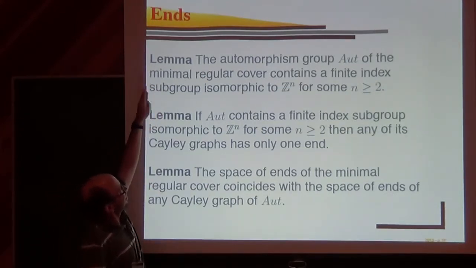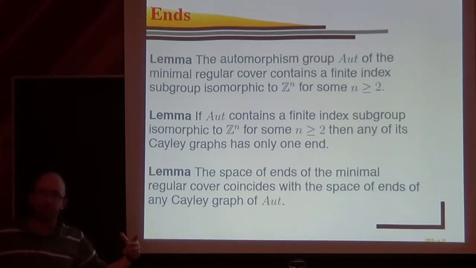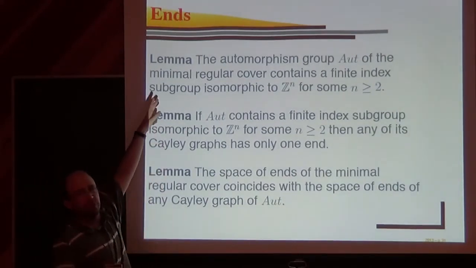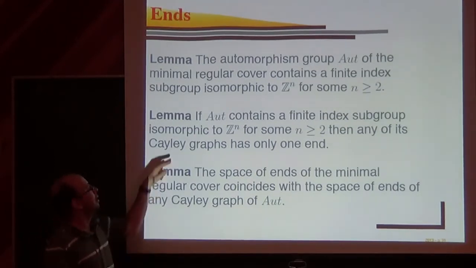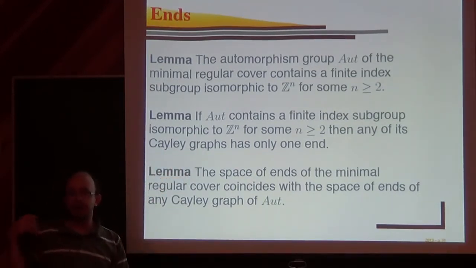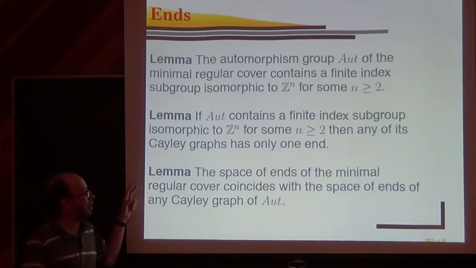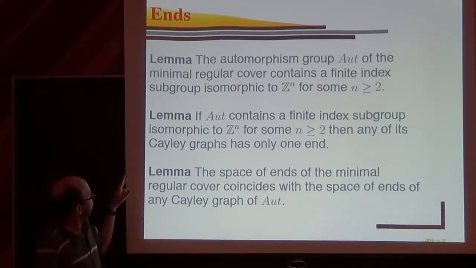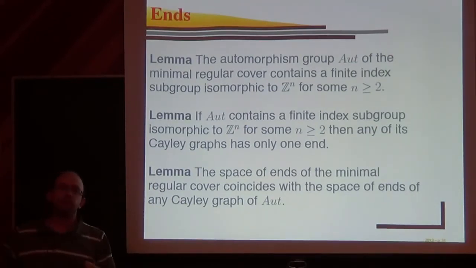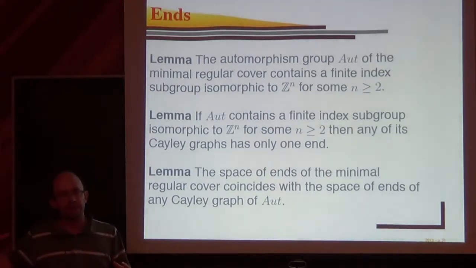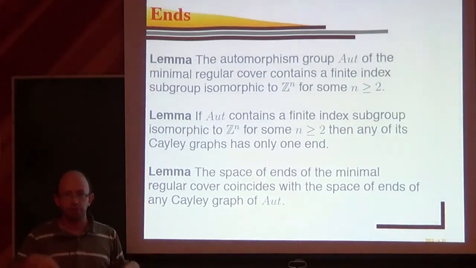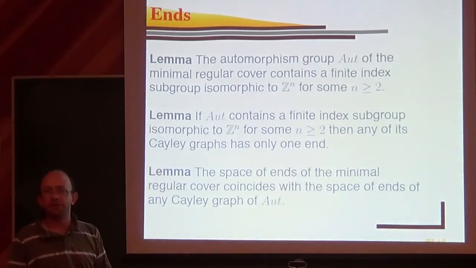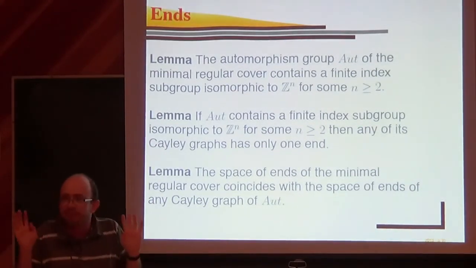We have that the automorphism group of the minimal regular covers of these tessellations is virtually abelian. And then if it's virtually abelian and it acts in the way it acts, then its Cayley graphs have only one end. And finally, it was also known that the space of ends of such groups coincides with the space of ends of the surface where it acts properly discontinuously and co-compactly. So putting together some previous results, we only need to find them.